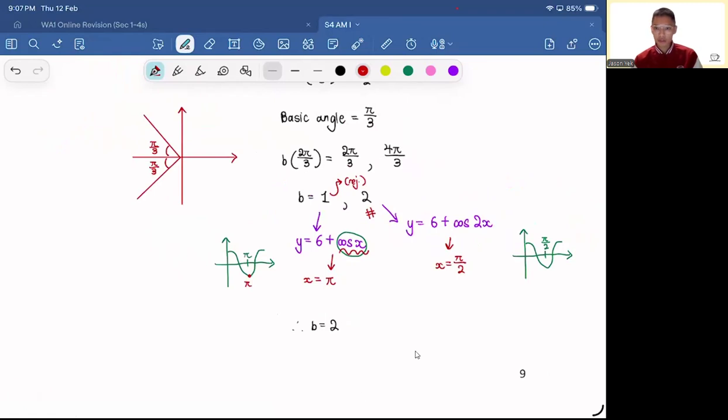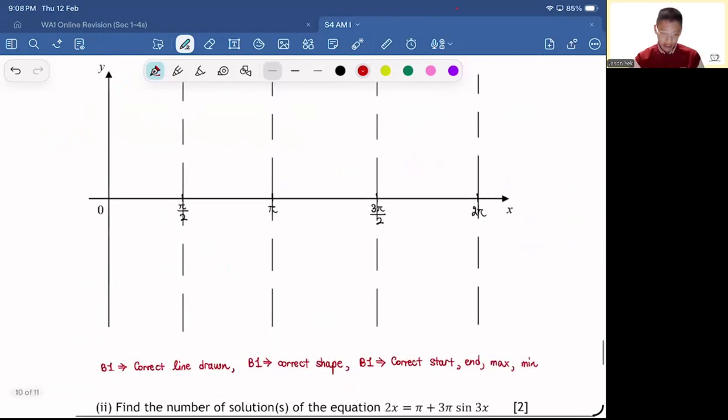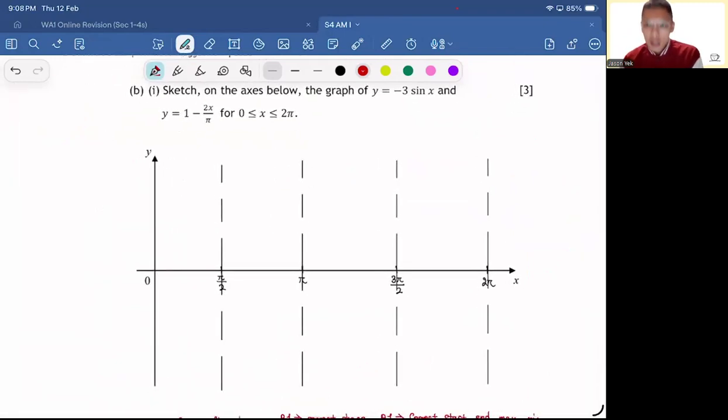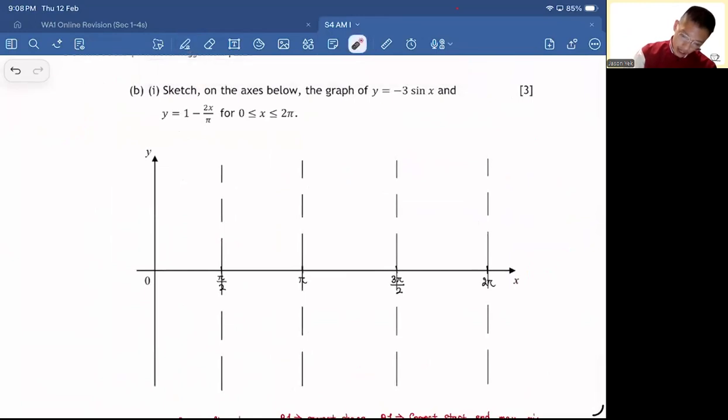Yeah, wait for 5 more seconds before I move on. Okay, can. Now, once you get this down, I think another boring style. I will just really cut short through this because, okay, negative 3 sine x.